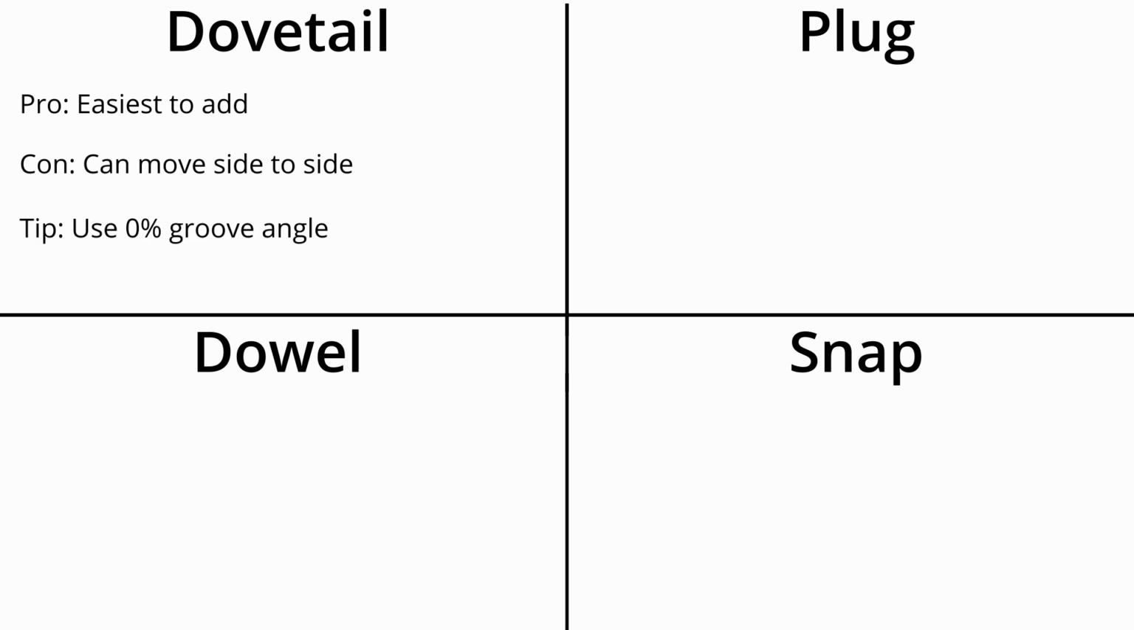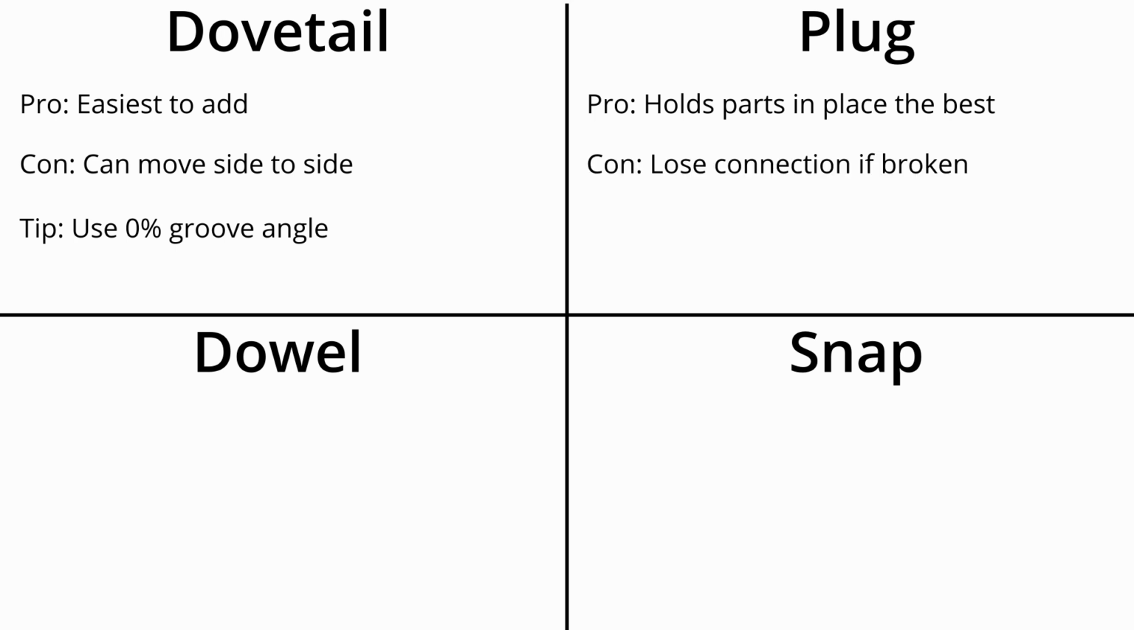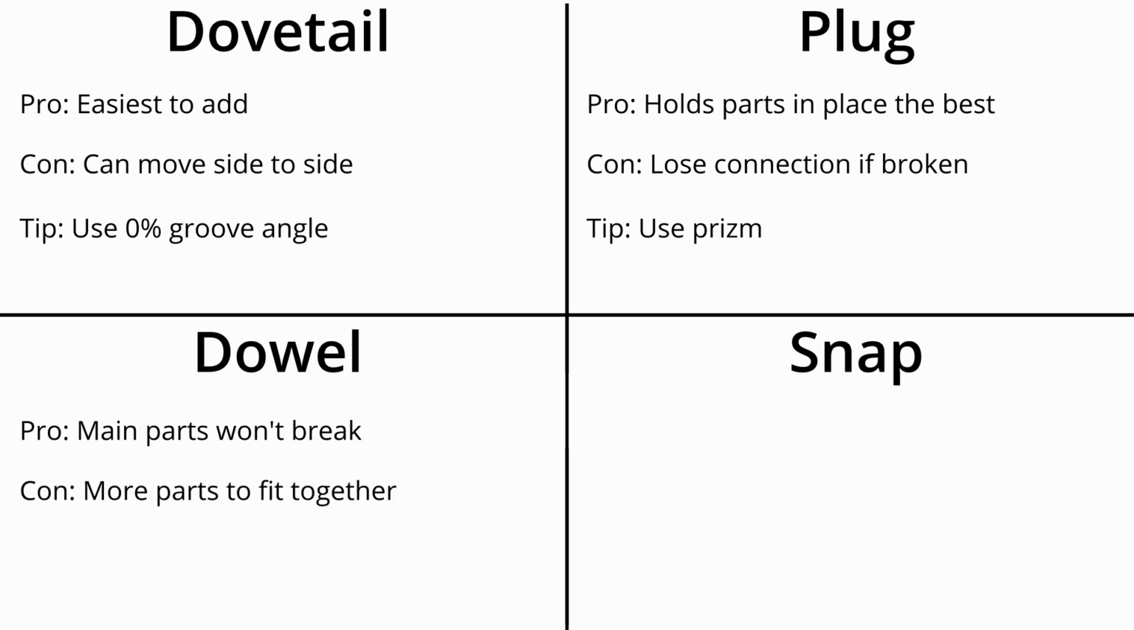For the plug, I think these held the parts in place better than all the other options. Although if any of those plugs break, you're stuck with a broken part. If you go with this option, make sure you use prism. For the dowel, the main parts won't break, you can just replace the dowels if you need to. With these, there are more parts you have to fit together, and it doesn't hold quite as well as the plug does. If you go with these, just make sure you print extra dowels.